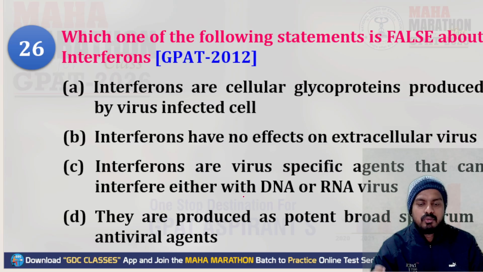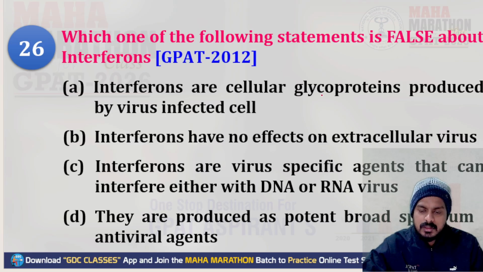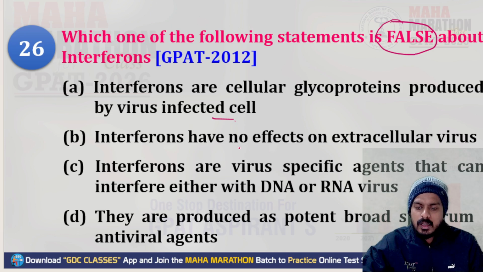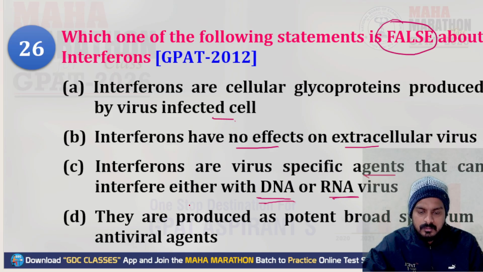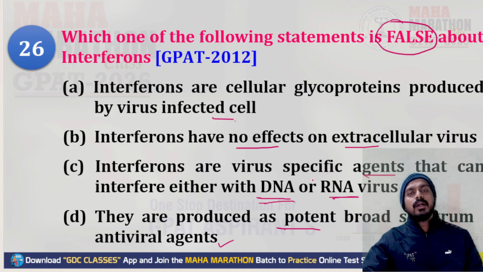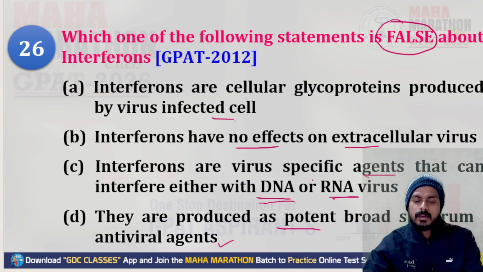Okay, next question. Which of the following statements is false about interferons? Interferons are cellular glycoproteins produced by virus-infected cells. We need to find out the false statement. Interferons have no extracellular or no extra virus activity. Interferons are virus specific agents that can interfere with DNA and RNA virus. They are produced as a potent broad spectrum antiviral. So you need to find out the false statement.